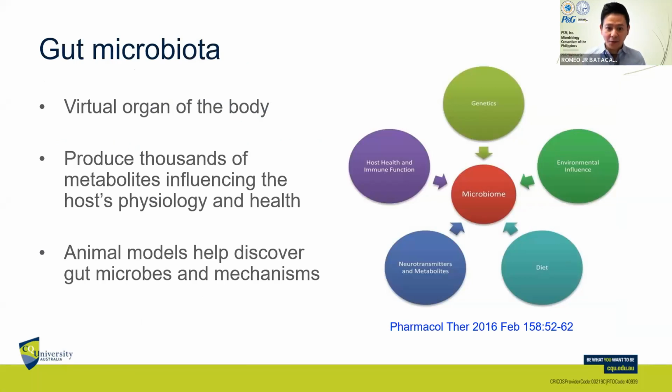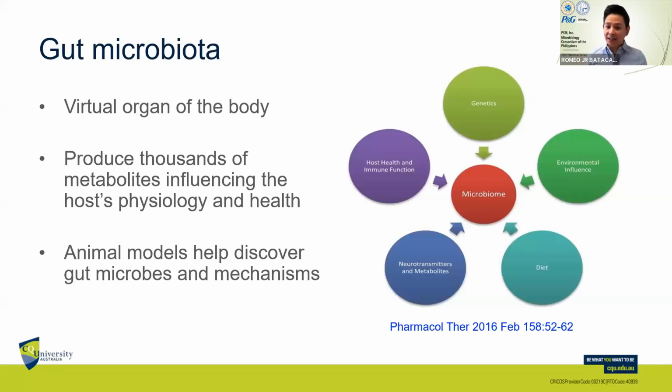The gut microbiome is now best thought of as a virtual organ of the body because it encodes millions of genes, producing thousands of metabolites. These metabolites replace many of the functions of the host, influencing the host's physiology and health. So what does intestinal bacteria do?